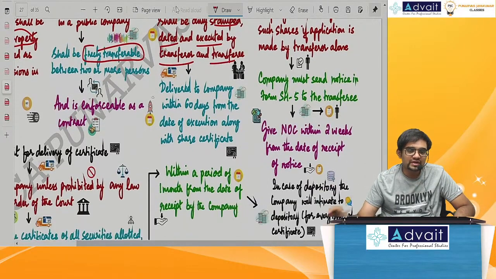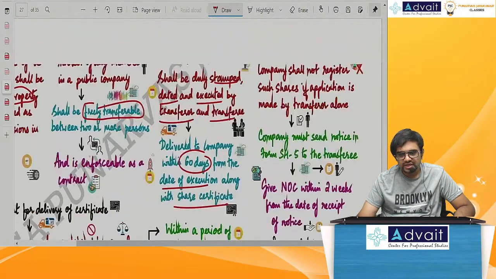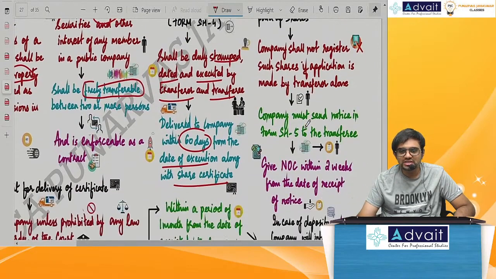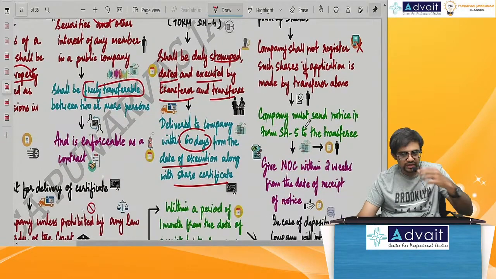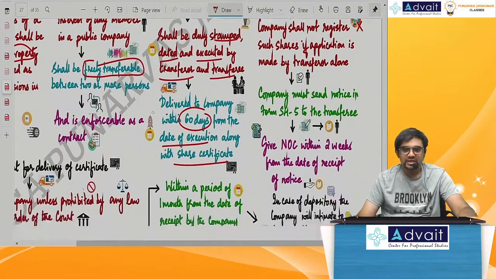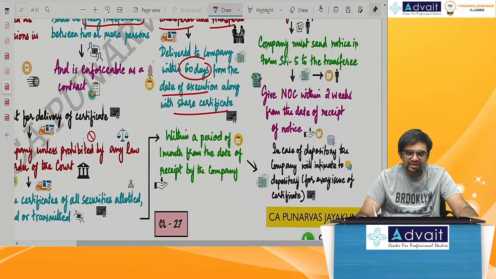The transfer form will be delivered to the company within 60 days from the date of execution, along with the share certificate and all those things. Then the company shall not register the shares if the application is made by the transferor alone. Basically, transferor and transferee both have to make the application and sign it. The form number is SH5.